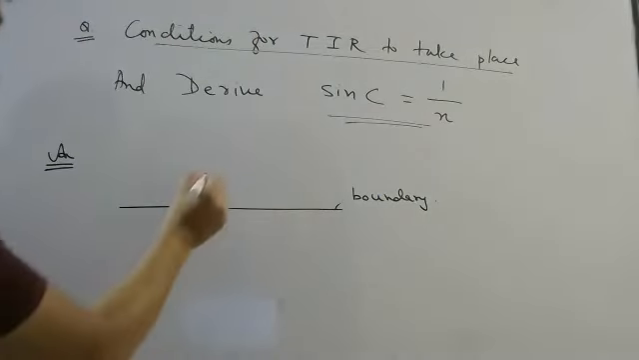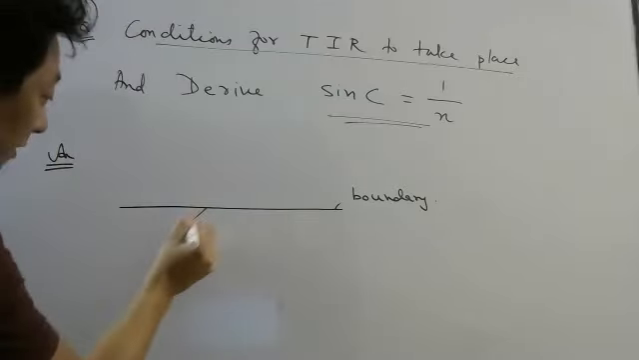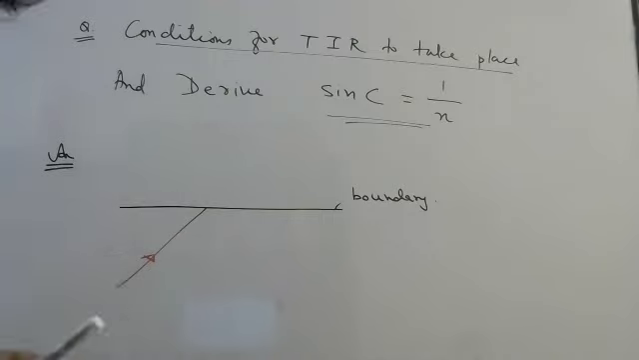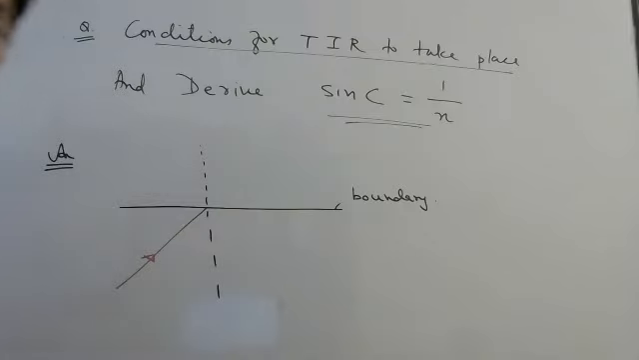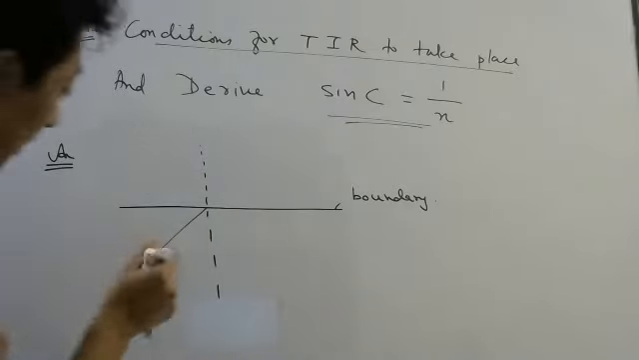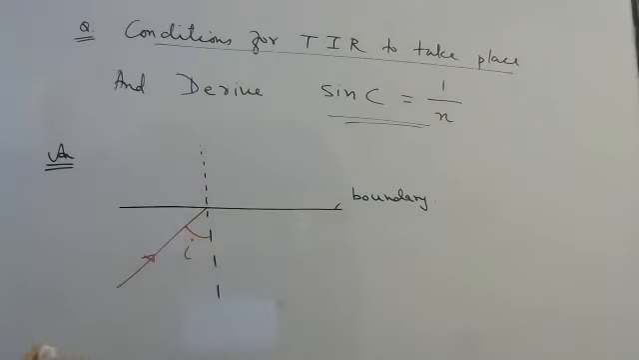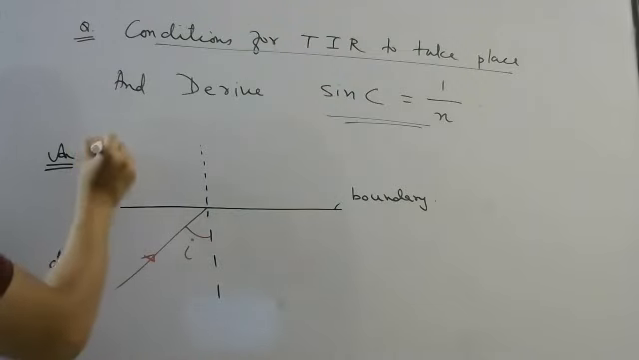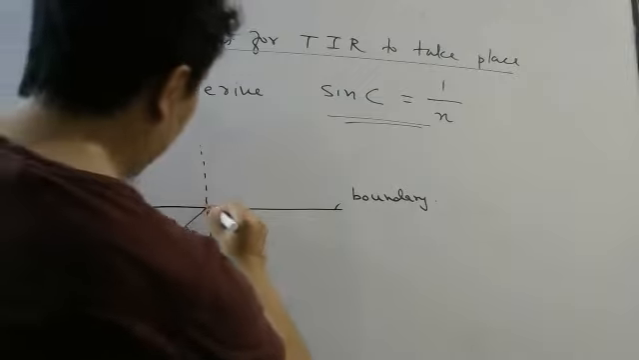Okay. Now, let us assume the incident ray is coming like this. This is the normal at the point of incidence. Since this is the incident ray, this angle will be the angle of incidence. Now let me say this is the denser medium and this is the rarer medium. Then how will it bend? I told you, denser to rarer. It will bend away from the normal.